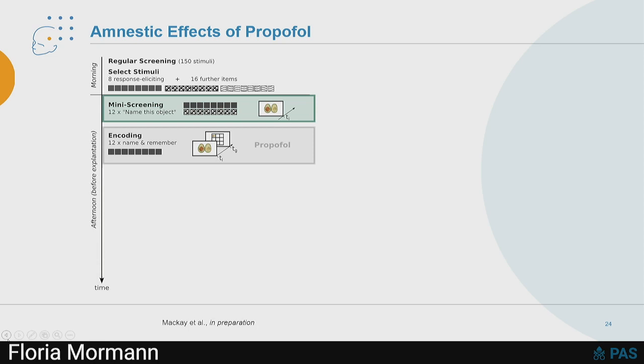And now we run a task similar to the previous one, where we only take the 8 pictures that we're actually interested in. First they see the pictures, they have to name them again. They're under propofol, but they're able to recognize what they see. They're, in that sense, perfectly conscious.